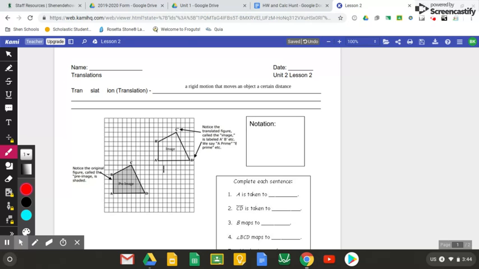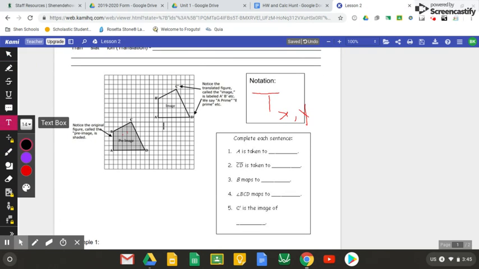Notice the original figure is called the preimage. That's this one down here. And the new one is called the image. All right. Notations for translations. It's going to look like this. You're going to get a capital T, and then X, comma, Y. So it's going to be a capital T and then X, comma, Y. What the X and Y will tell you is how much you're going to move in the X distance and then how much in the Y distance, okay?